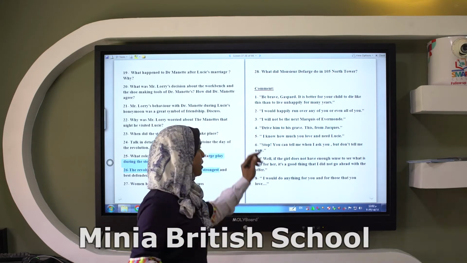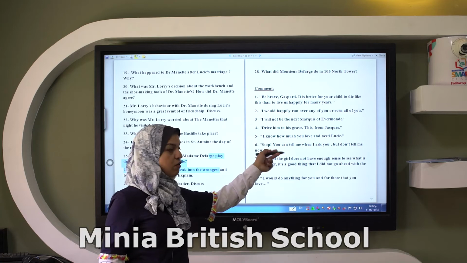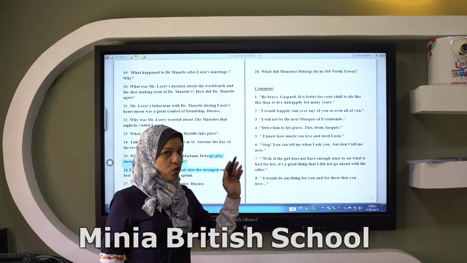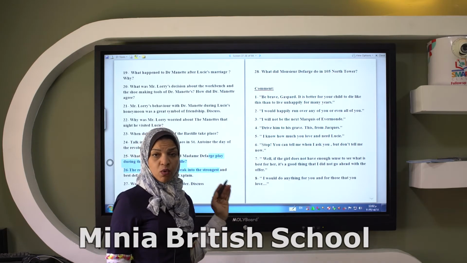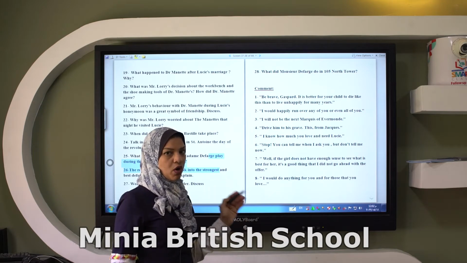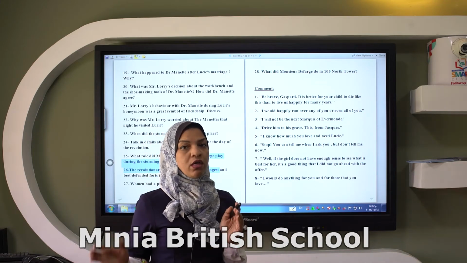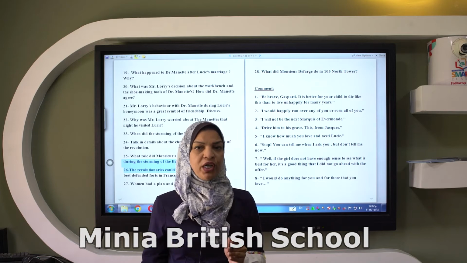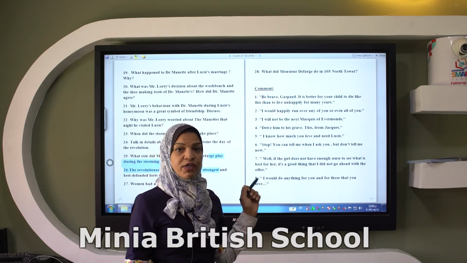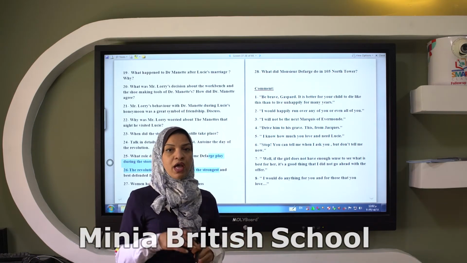So again, this "drive him to his grave," this from Jack's. It was not said by anyone, but it was written by the person who killed the Marquise, Gaspard, and it was left in the Marquise's room after his death.